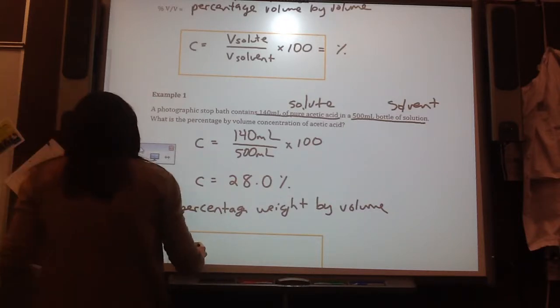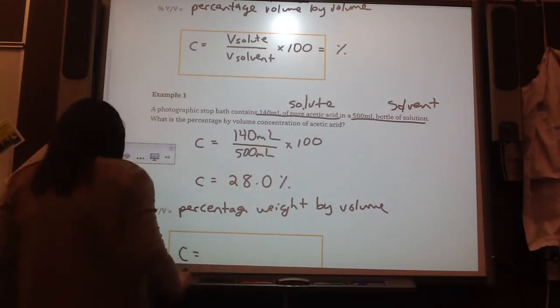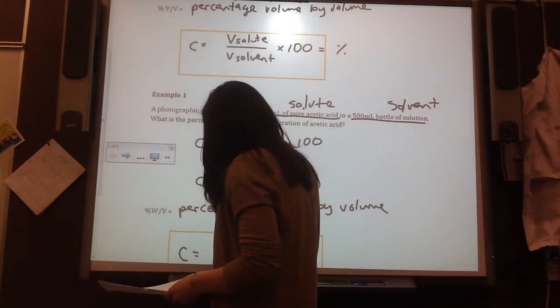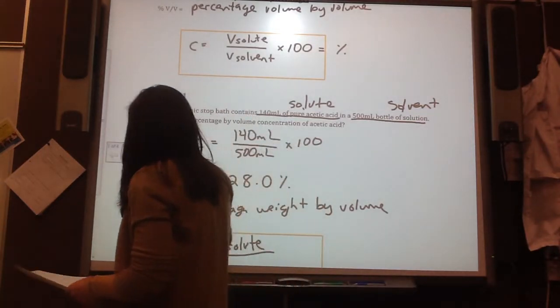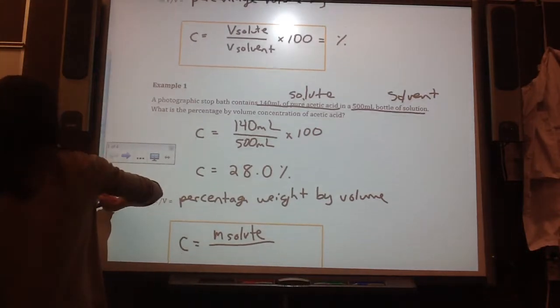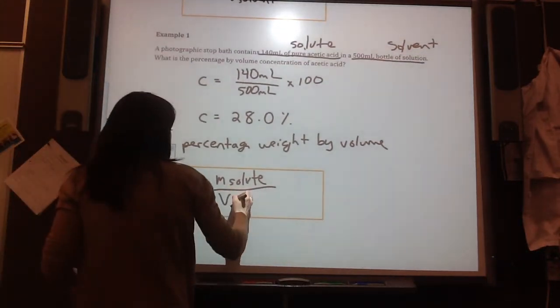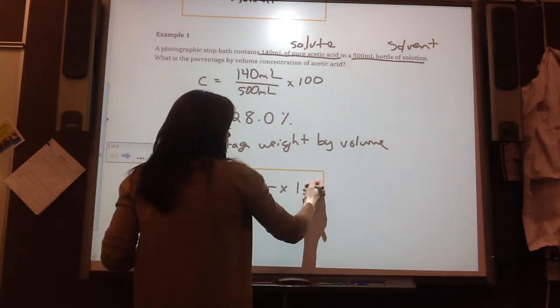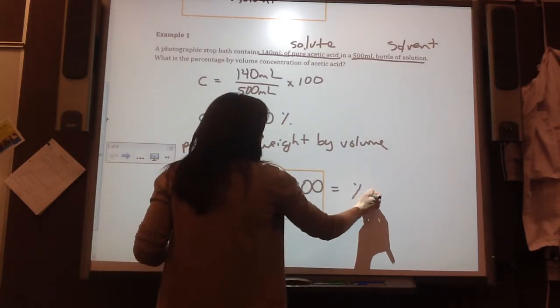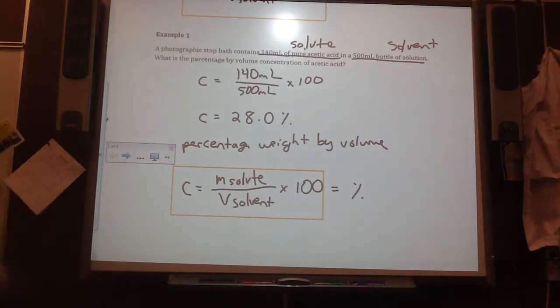So here what we'll do is we'll have our C is equal to the mass of solute divided by the volume of solvent times by 100 to give you a percentage. So again, you're not really concerned about the units, it's more about the percentage.